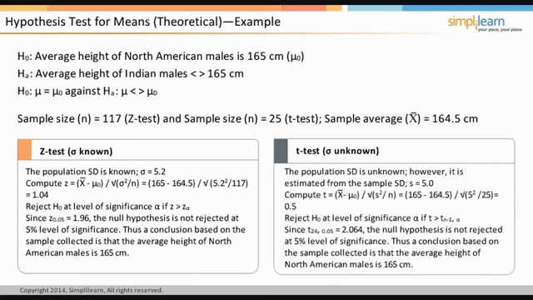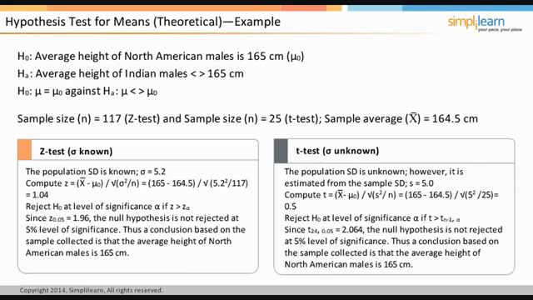If the population standard deviation is not known, a t-test is used. It is similar to the z-test. Instead of using the population parameter, or sigma, the sample statistic standard deviation, or S, is used. In this example, the S value is 5.0.